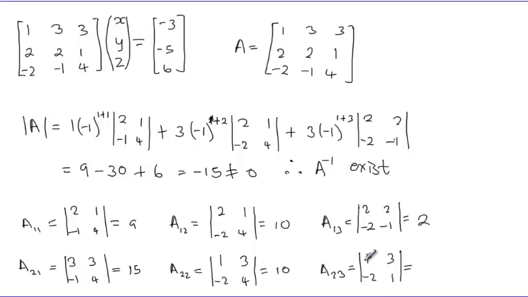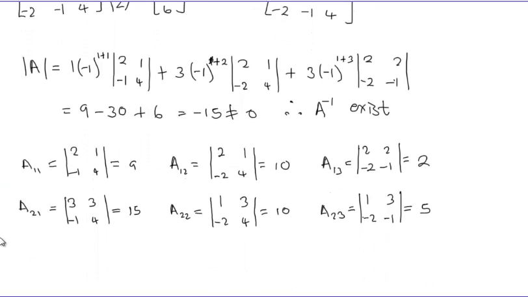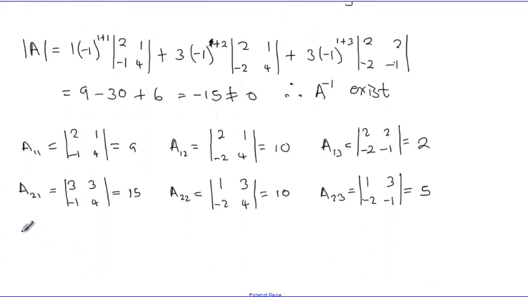So what's this? 1. Here. Okay, this will be minus 1 plus 6, which is 5. Okay. Now let's start the last row now.